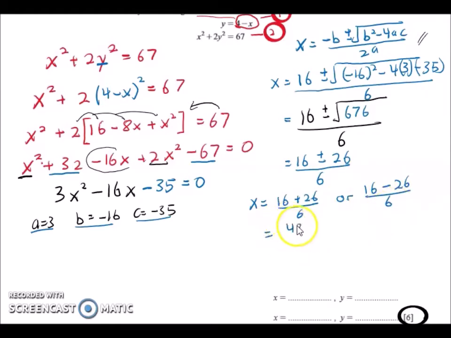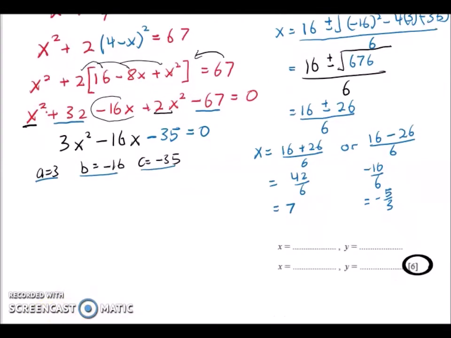So here we are getting 42 over 6, which leads to 7, and here x is equals to negative 10 over 6. We can simplify this to get negative 5 over 3. Okay, I bring up the screen a bit higher. So here we have these two values, 7 and negative 5 over 3.